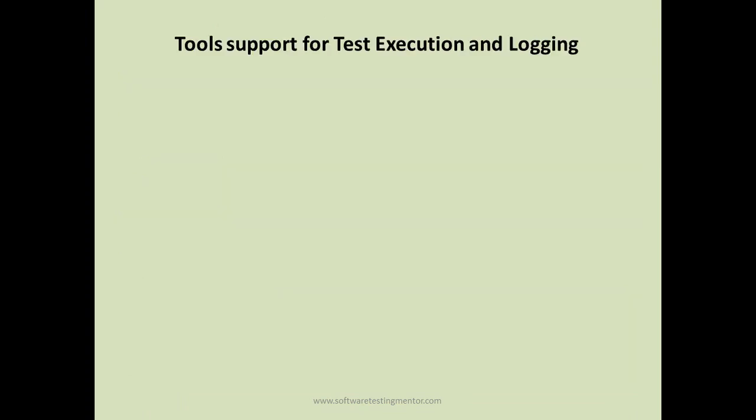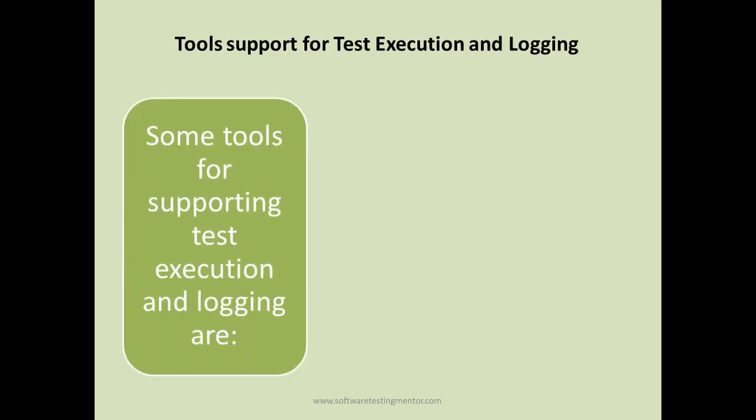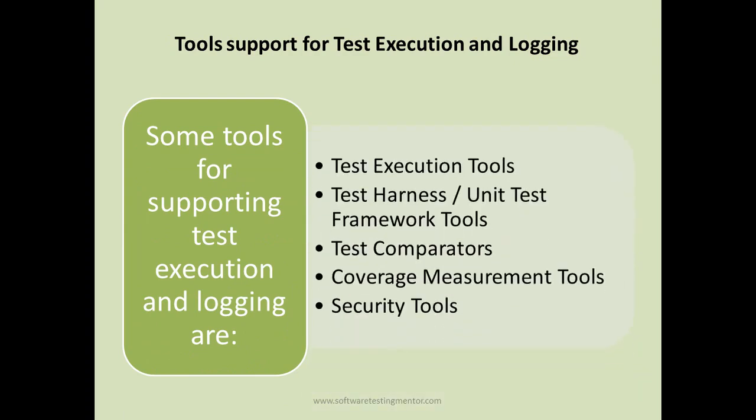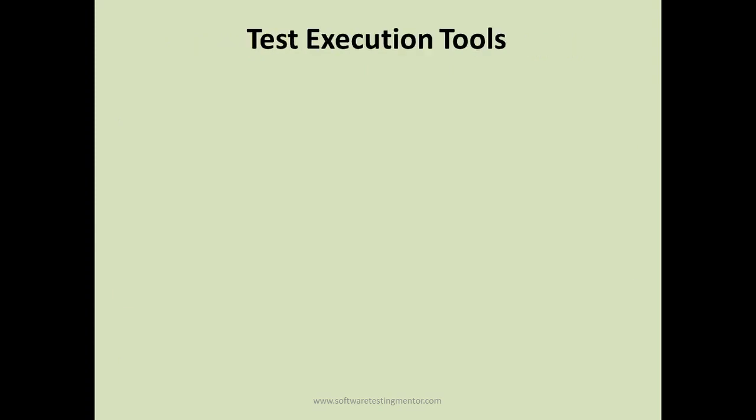So let's get started. So first classification is tool support for test execution and logging. Some of the tools for supporting test execution and logging are test execution tools, test harness, unit testing framework tools, test comparators, coverage measurement tools, and security tools. So let's see these tools one by one, the classifications one by one, and understand different features and who uses these tools most. So let's get started with test execution tool.